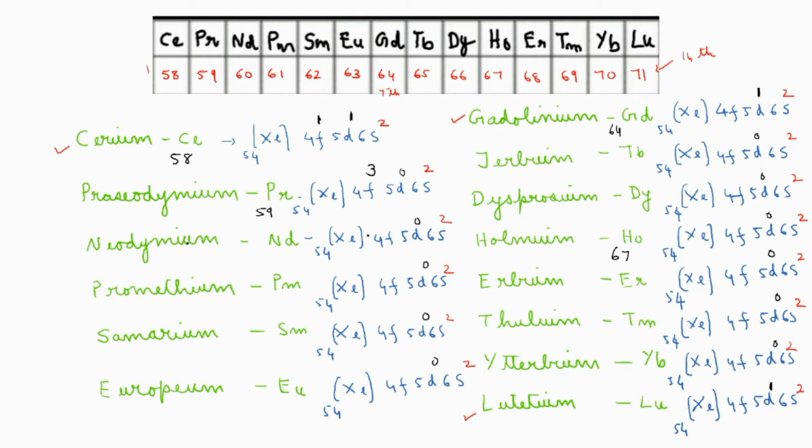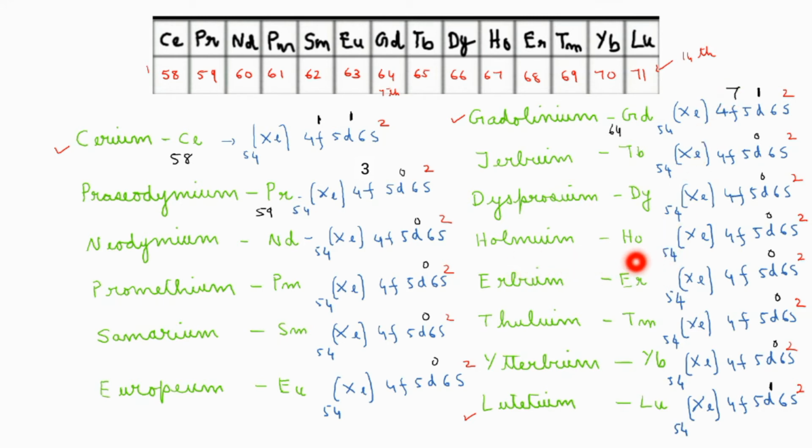Easy, no? So for each and every element, the number of electrons in the f subshell will vary. It is difficult to memorize, but using this trick, you can easily write the electronic configuration. Now, in the case of gadolinium, find out how many electrons are present in the f subshell. What is the atomic number of gadolinium? That is 64. 54 electrons are present in the inner shell. 54 plus 2, 56, 5d1, and 7 electrons will be present in the 4f subshell.